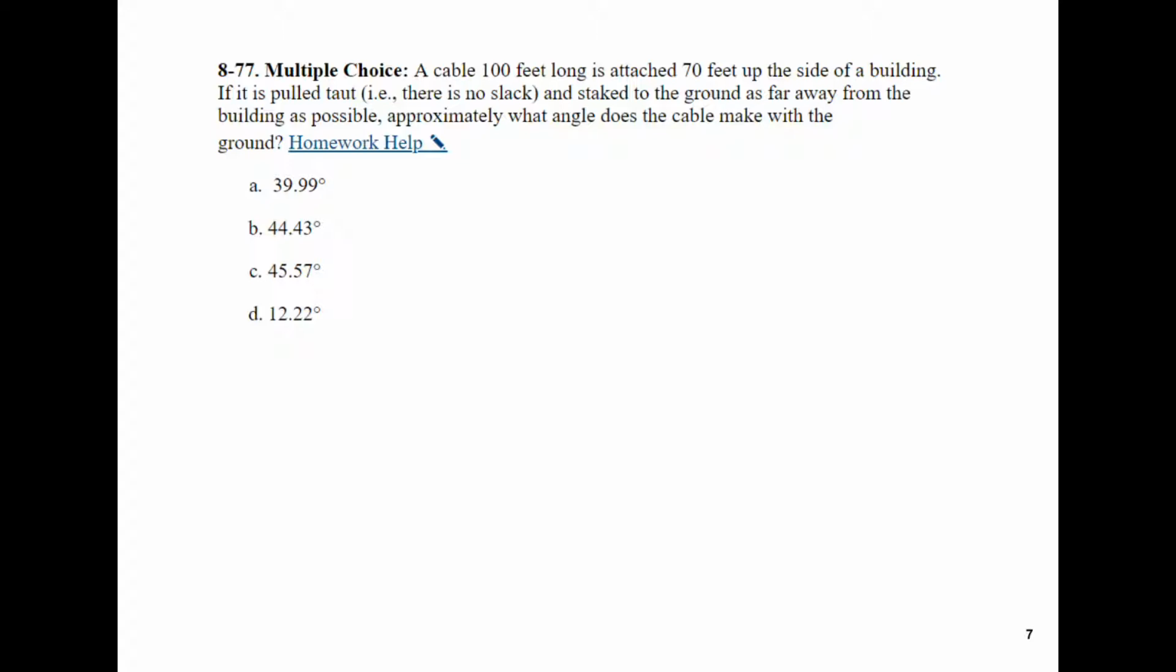8-77 is a multiple choice question. A cable 100 feet long is attached 70 feet up the side of the building. If it is pulled taut, meaning there is no slack, and staked to the ground as far away from the building as possible, approximate what angle the cable makes with the ground. So they want to know, what is this angle?